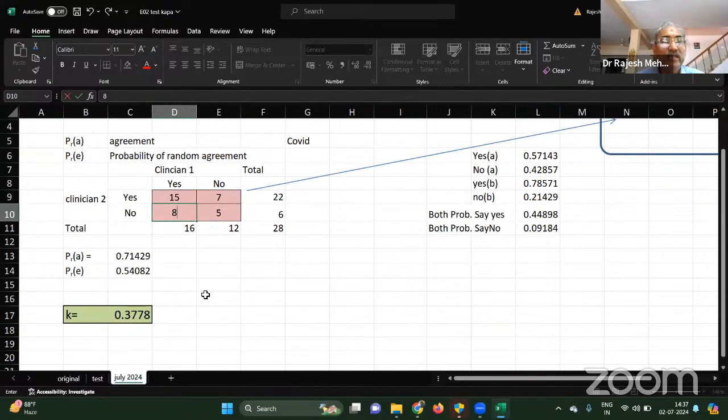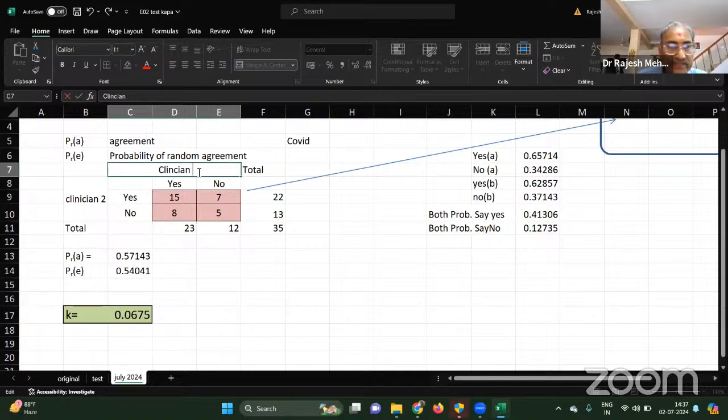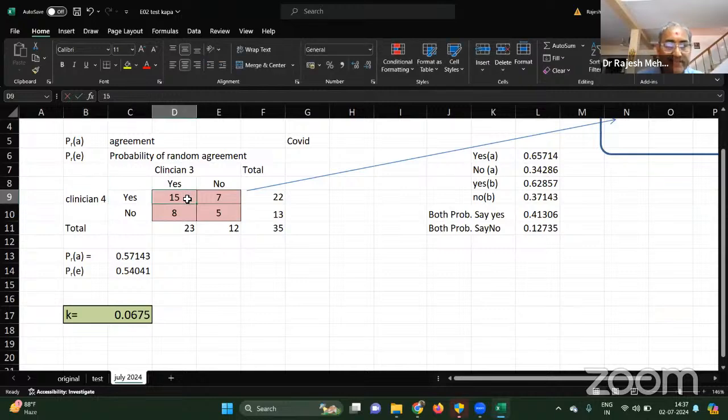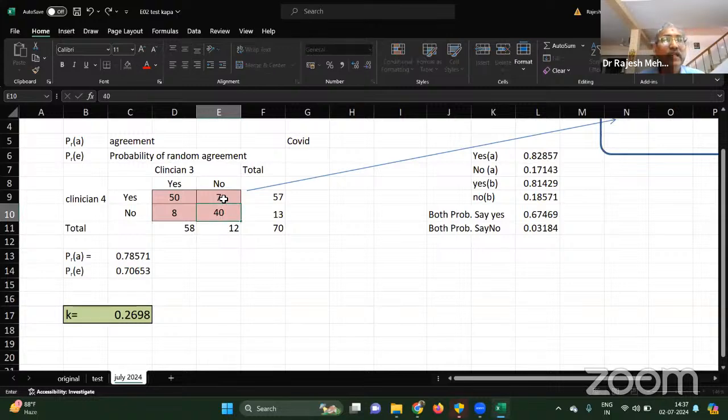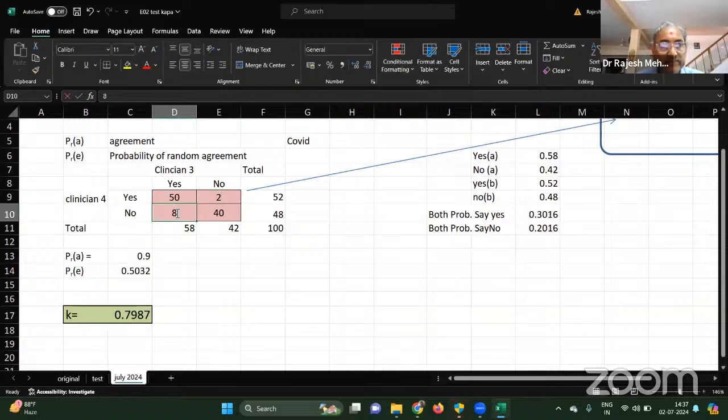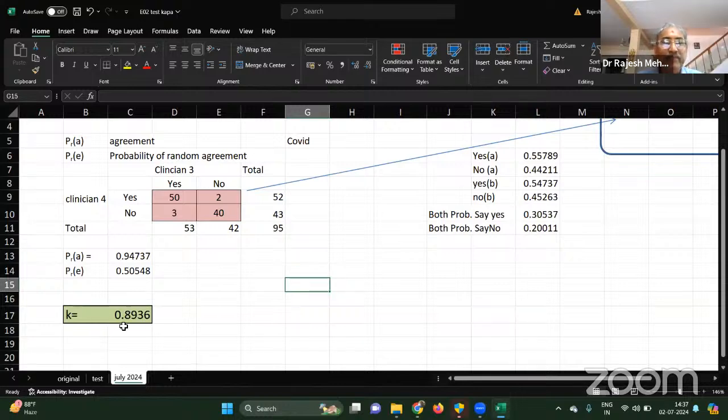Now suppose there are another clinician 3 and clinician 4. In that agreement, in 50 cases both say yes. In 40 cases both say no. And here it is only 2 and here only 3. If this is the case, then the agreement between them is 0.89. It is a very good agreement between these two. This is done by the kappa.